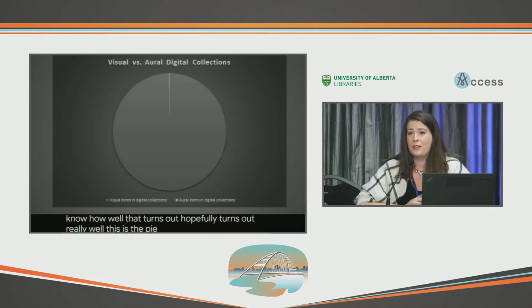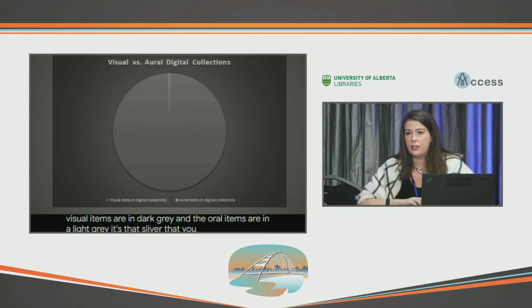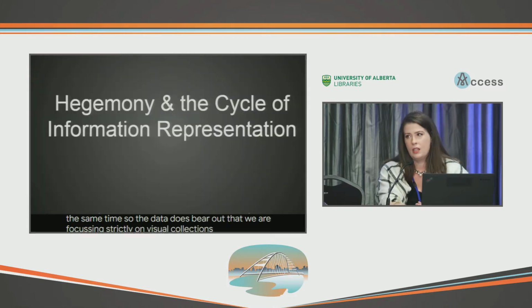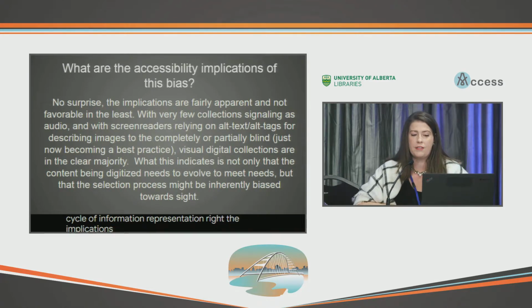This is the pie chart, the one image that I have for you, visual versus oral digital collections. The visual items are in dark gray, and the oral items are in a light gray. It's that sliver that you see going straight up, and I just found it terribly sad and interesting at the same time. So the data does bear out that we're focusing strictly on visual collections. Why is this a problem? Well, we have to consider hegemony and the cycle of information representation, right? The implications are fairly apparent and not favorable in the least in terms of accessibility.